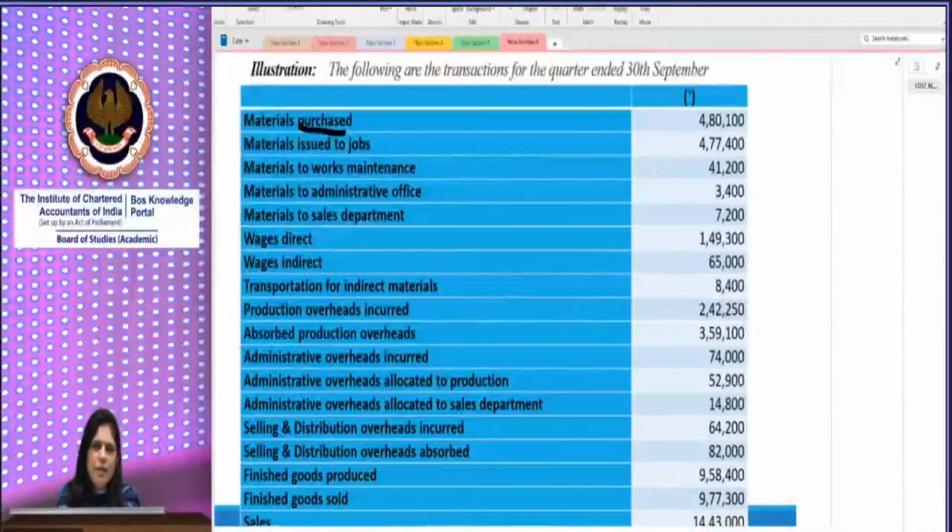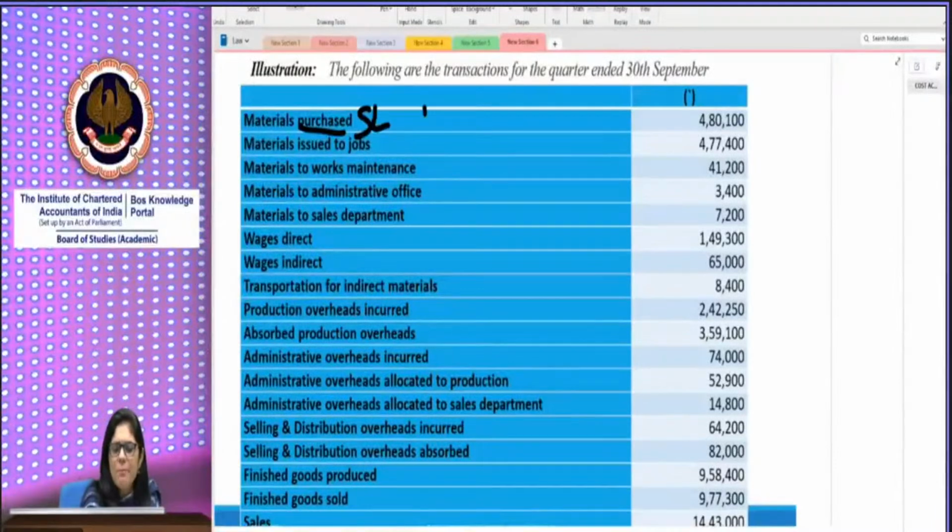And I need the entry for material purchases. Material ledger control account debit to cost ledger control account. Very good. Material ledger control account or stores ledger control account, you can write anybody. So I'm using the word stores ledger, not material control.